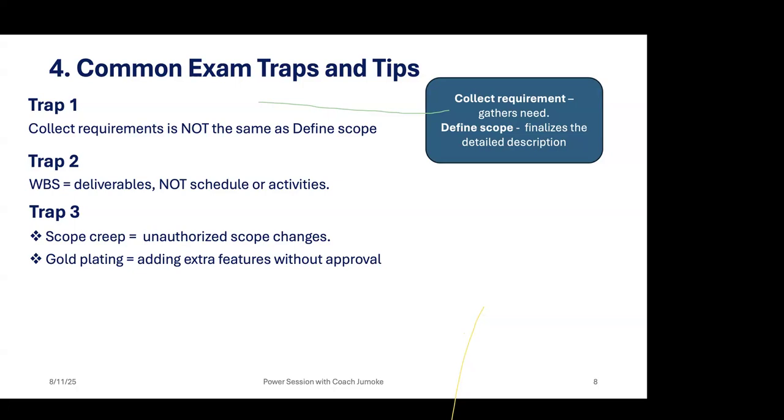Then gold plating equals adding unapproved work. It will become an authorized scope change. And I hope I'm still audible. I'm getting a message. My internet is unstable. Am I audible? Yes. Yes, you are. Thank you. So gold plating is almost like scope creep, because it's not approved or it's unauthorized. But once it's authorized, it means it's gone through the process.